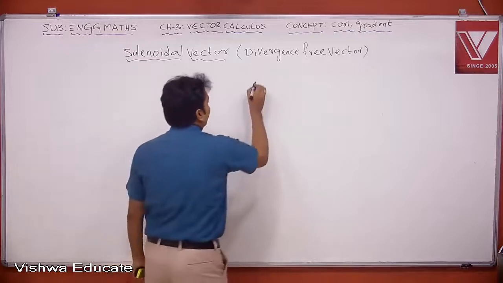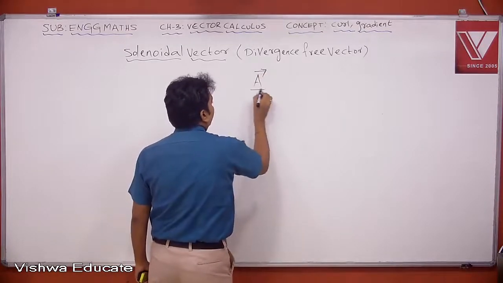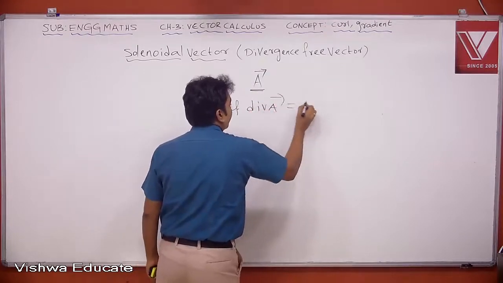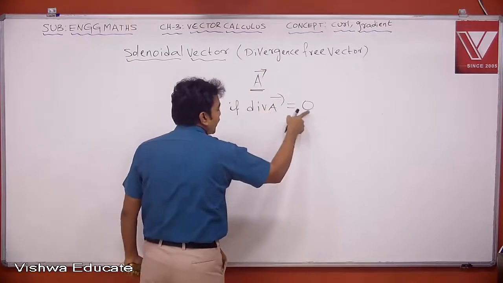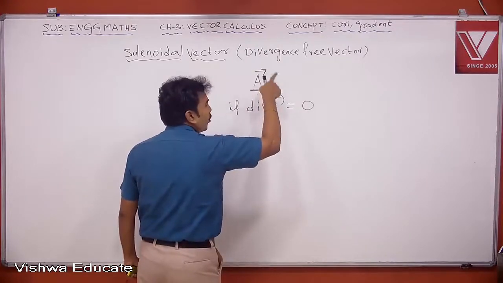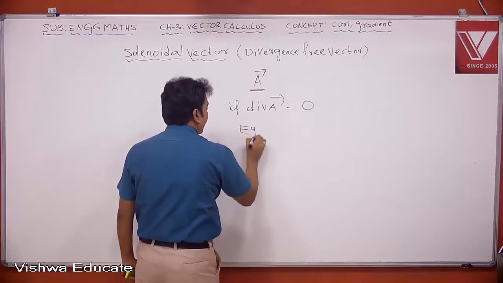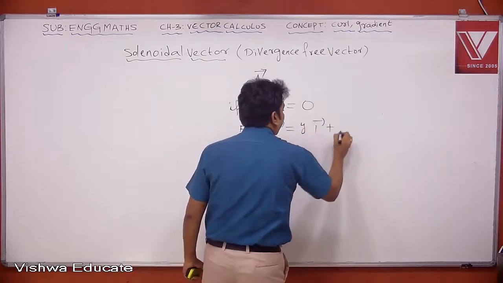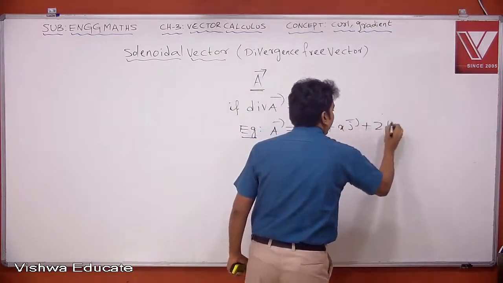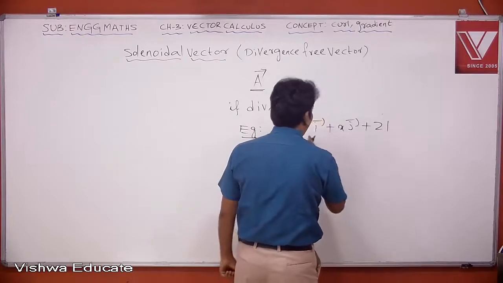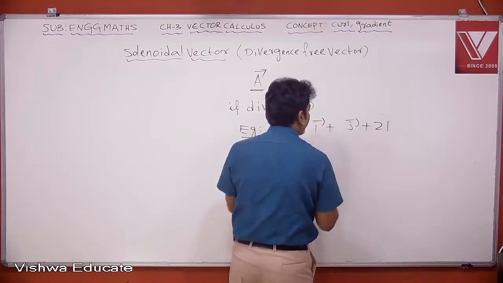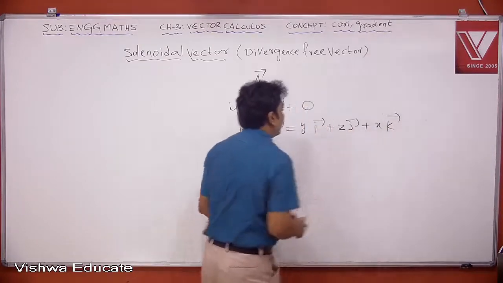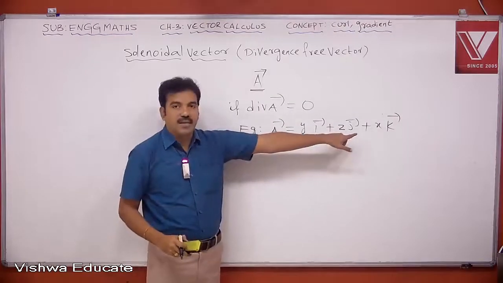Okay, let us see. Suppose I have a vector a bar. We say that this is a solenoidal vector if the divergence of this vector is 0. So a vector whose divergence is null is called a solenoidal vector or a divergence free vector. Let us take one simple example. Suppose a bar equal to, for example, y i bar plus z j bar plus x k bar.